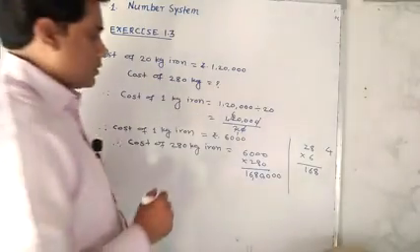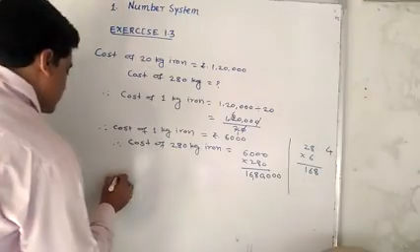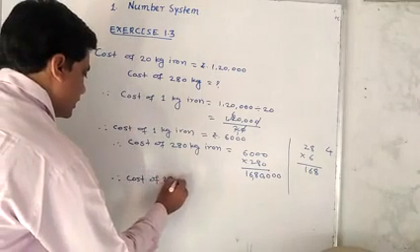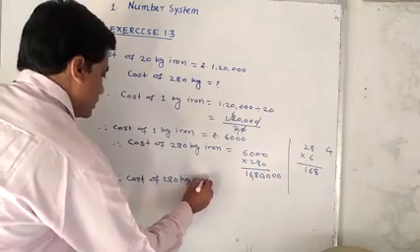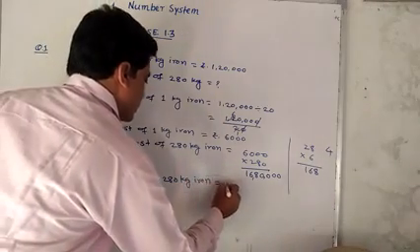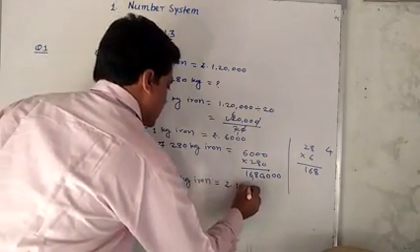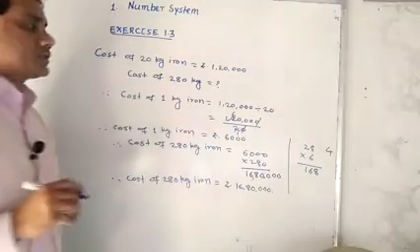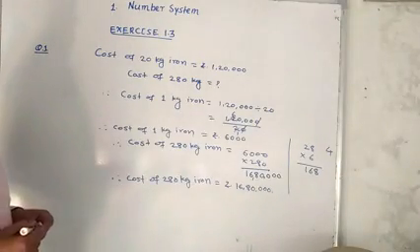Therefore, cost of 280 kg iron is ₹16,80,000.